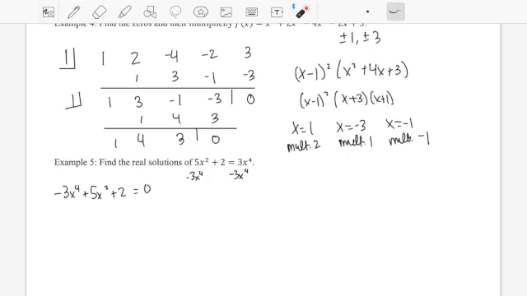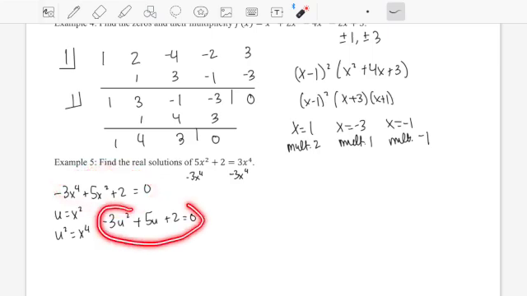Now, I don't know how to factor x to the fourths, but I do know how to factor x squareds. And I'm recognizing that this is an x to the fourth and this is an x squared. Well, if I say, okay, x squared is u, then u squared is x to the fourth. This is what we call u substitution, if you guys remember this. So we're going to have negative 3u squared plus 5u plus 2. So again, I don't know how to factor things with to the fourths, but I do know how to factor things with to the seconds.